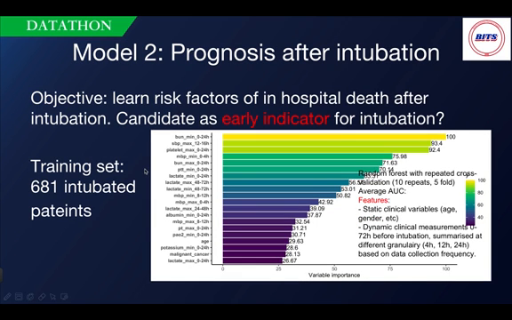Model 2, prognosis after intubation. We look at the risk factors associated with in-hospital mortality among the intubated patients. BUN, SBP, and platelets come as the top 3 indicators.